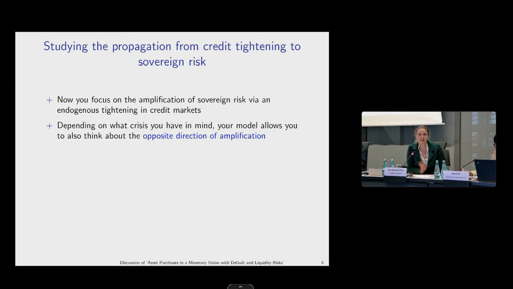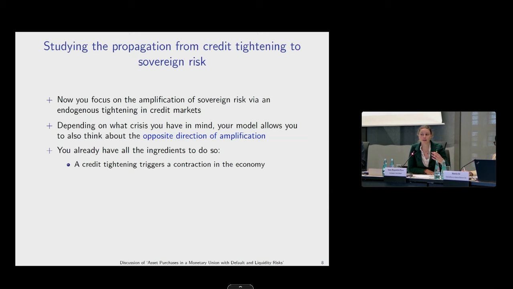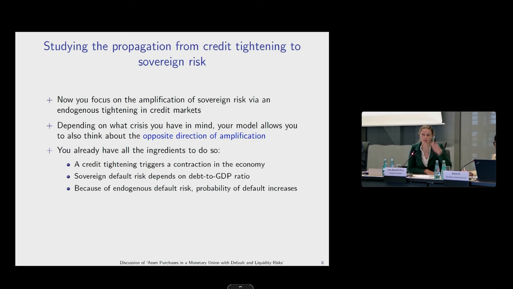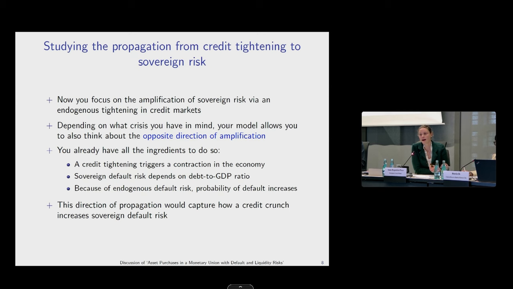And if you think of the past crisis, well, we had credit crunches, which actually triggered a sovereign debt crisis. So if I think of the ingredients that you already have, this would mean a credit tightening that triggers a contraction in the economy. Because you have endogenous default risk, this would lead to a drop in the debt to GDP ratio, and so it would trigger an increase in default risk, and so you would have this feedback loop. But the trigger would start in the financial market and move to the sovereign market, rather than the other way around. And because you have both channels and both directions of propagation, I think it would be nice to look at both directions and not only one arrow, let's say.